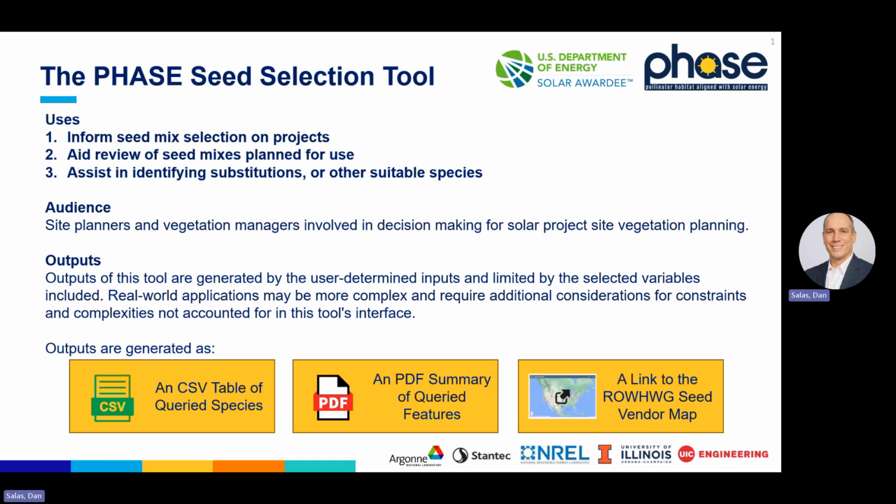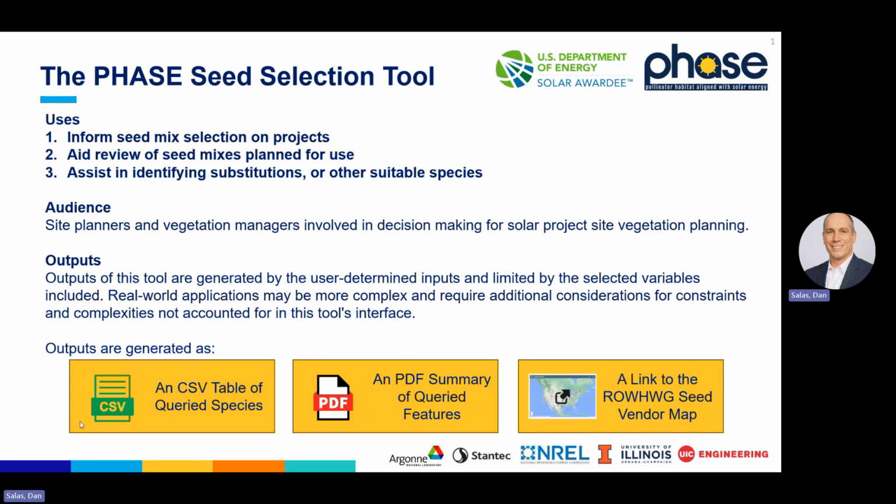The audience for this tool is anyone involved with vegetation planning and decision making around solar site vegetation. The outputs, as you'll see, provided by this tool are based on the user-determined inputs that are put into the tool. You can use those to either refine your results and then apply them to your projects. Of course, keep in mind that this is just a model and a decision support tool, so real-world conditions may be more complex or require additional considerations beyond what this tool is able to consider.